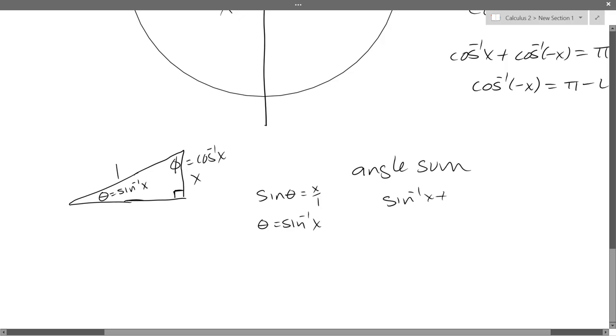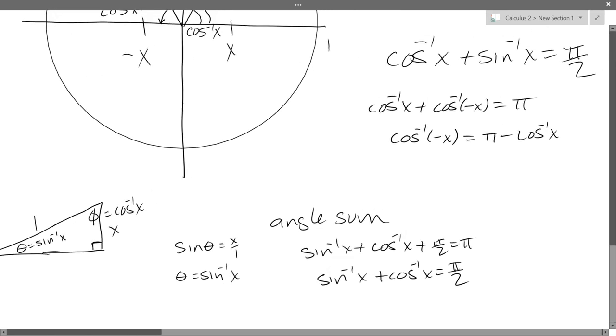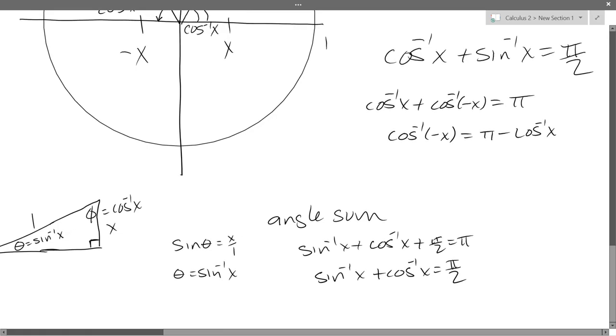Sine inverse x plus cos inverse x plus pi over 2 equals pi. And then just subtract pi over 2. Sine inverse x plus cos inverse x equals pi minus pi over 2, which is pi over 2. All right, there's another way to get sine and cosine inverse related, a slightly different way.